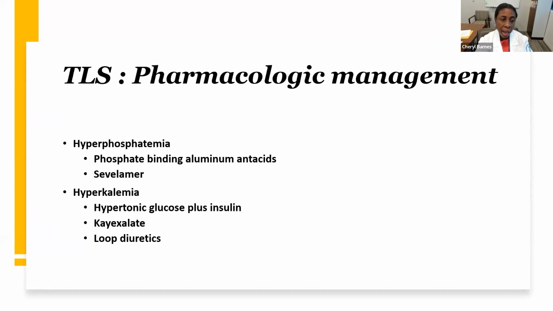So you're going to give the hypertonic glucose, but you also have to follow it with insulin, because their glucose level will be elevated. You can give Kayexalate to get rid of the potassium via the intestine, and you can give loop diuretics to get rid of the potassium.